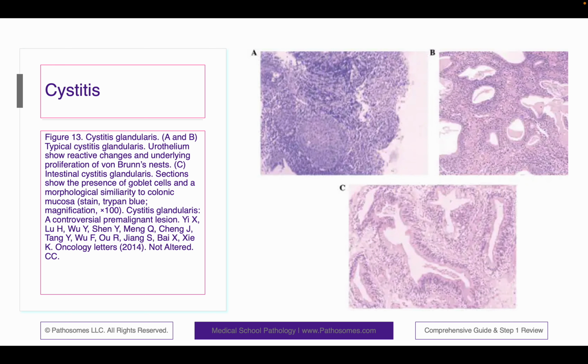And here we have histology from cystitis glandularis. In A and B, you can see the typical cystitis glandularis, the urothelium showing the reactive changes and the underlying proliferation of von Brunn's nests. In C, we can see intestinal cystitis glandularis. The sections show the presence of goblet cells, if you look closely, and a morphological similarity to colonic mucosa.